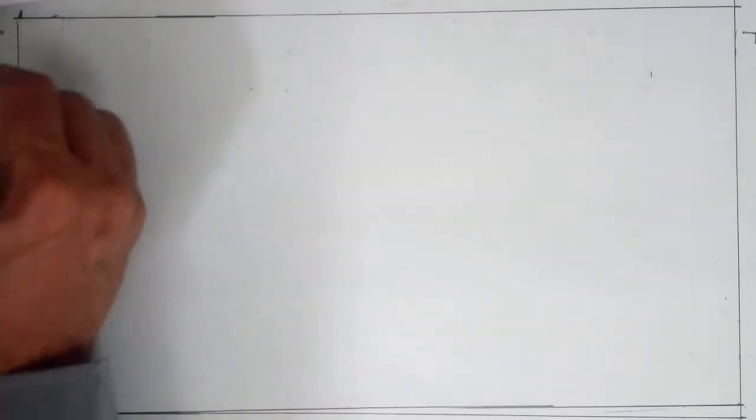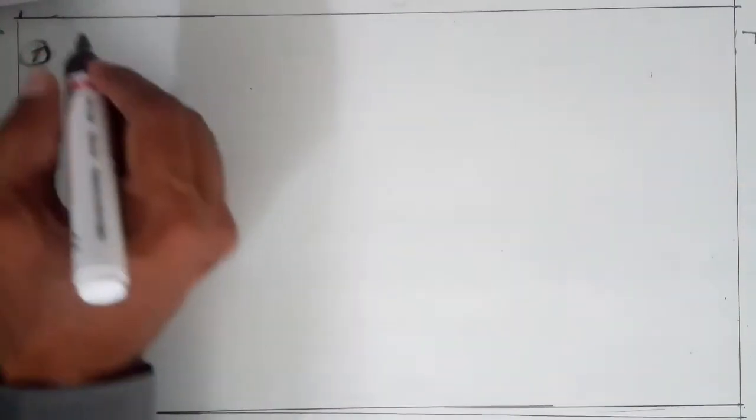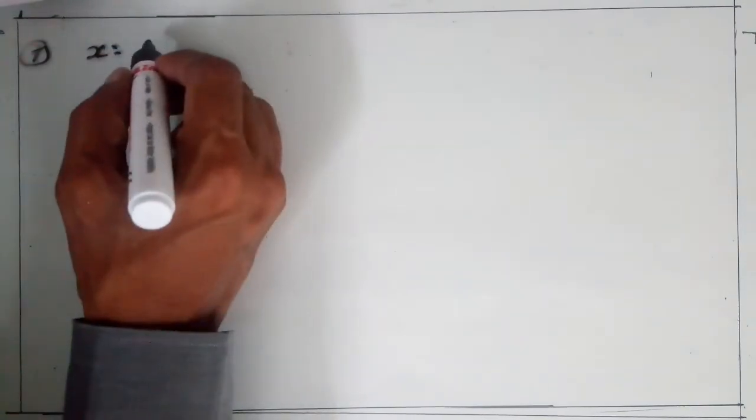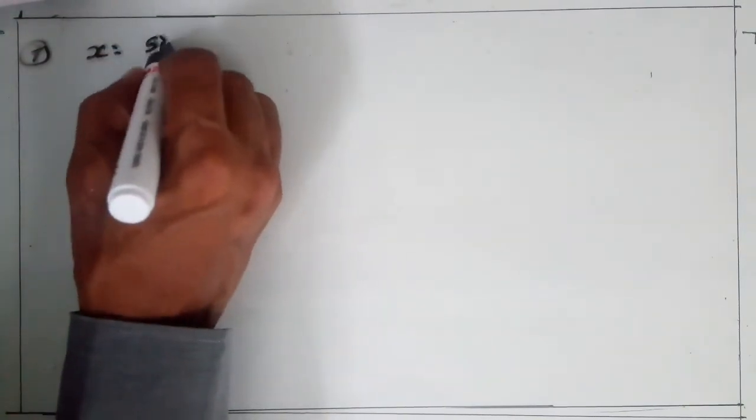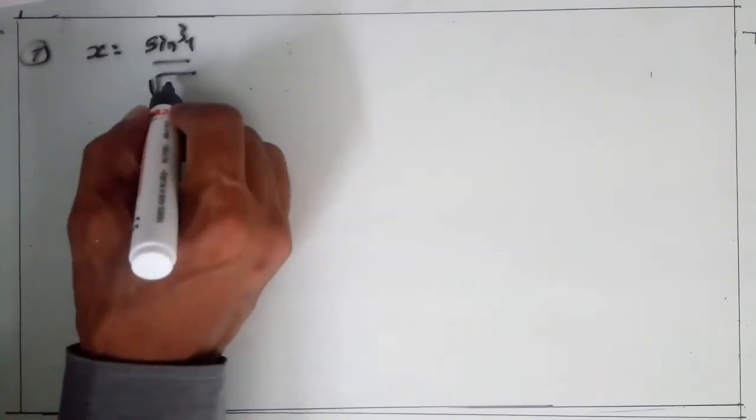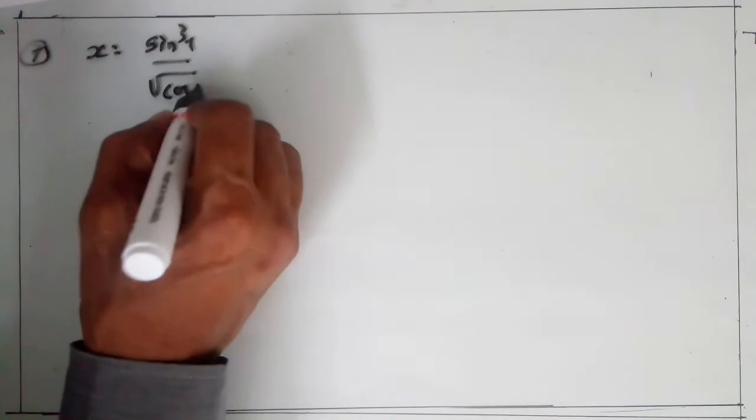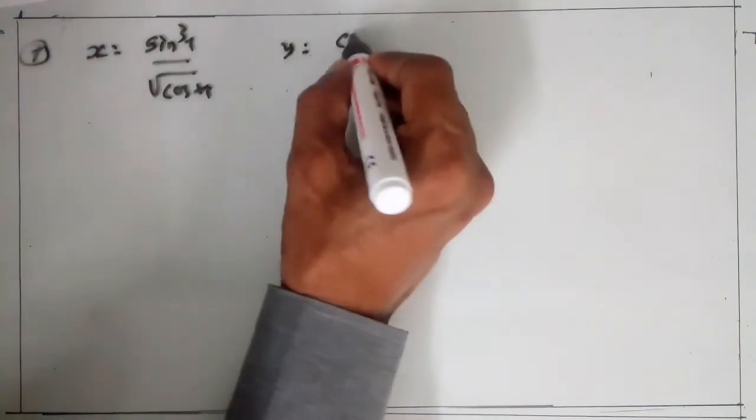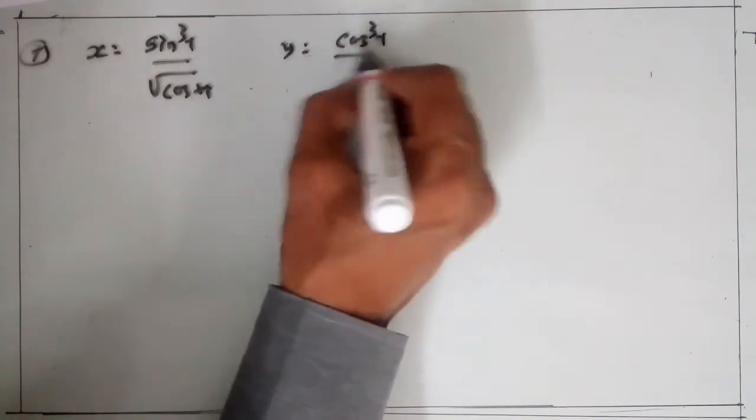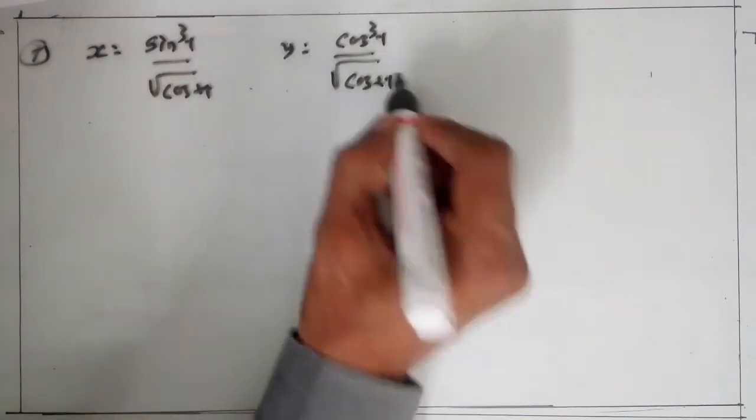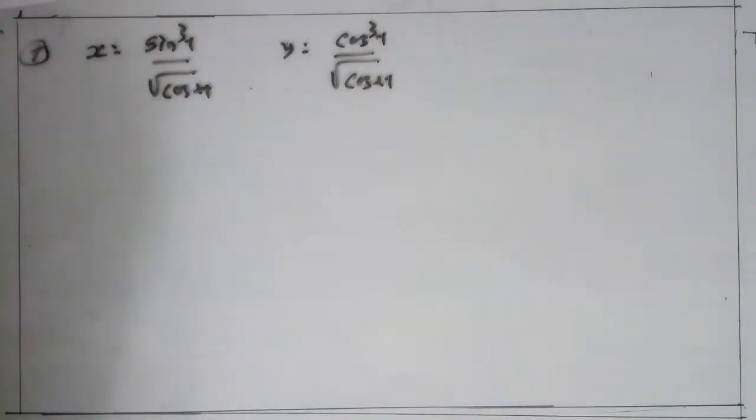Now question number 7, most important question. For x is equal to sine cube t upon square root of cos 2t, and y is equal to cos cube t upon root of cos 2t. Find dy/dx.